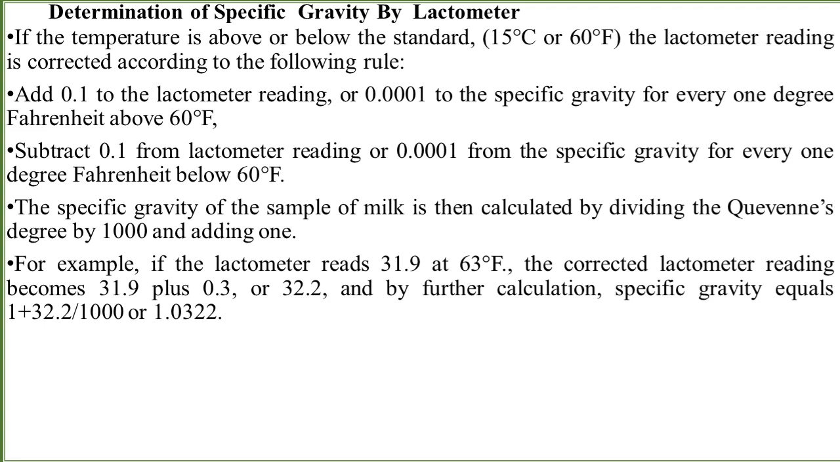31.9 at 60 degrees Fahrenheit. For example, if the lactometer reads 31.9 at 63 degrees Fahrenheit, the corrected lactometer reading becomes 31.9 plus 0.3, or 32.2, and by further calculation specific gravity equals 1 plus 32.2 over 1000, or 1.0322. This is how we can correct the simple specific gravity calculated by lactometer reading.